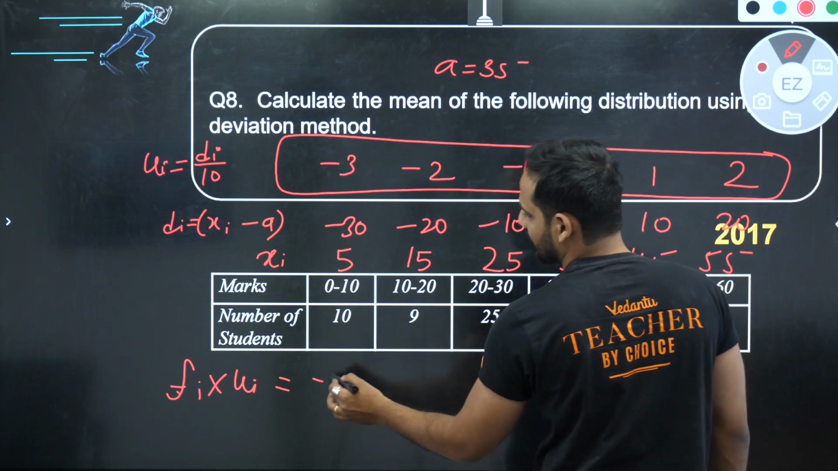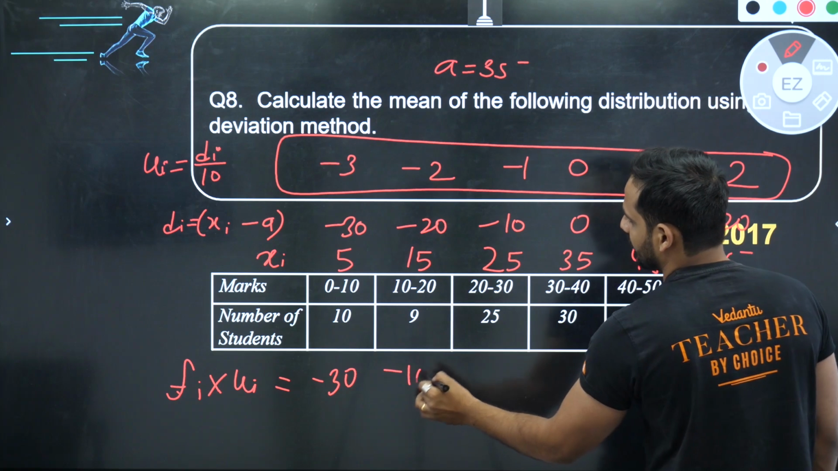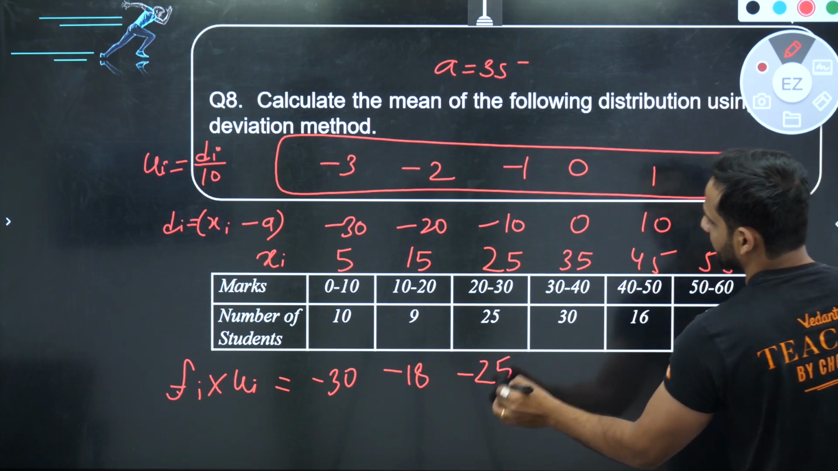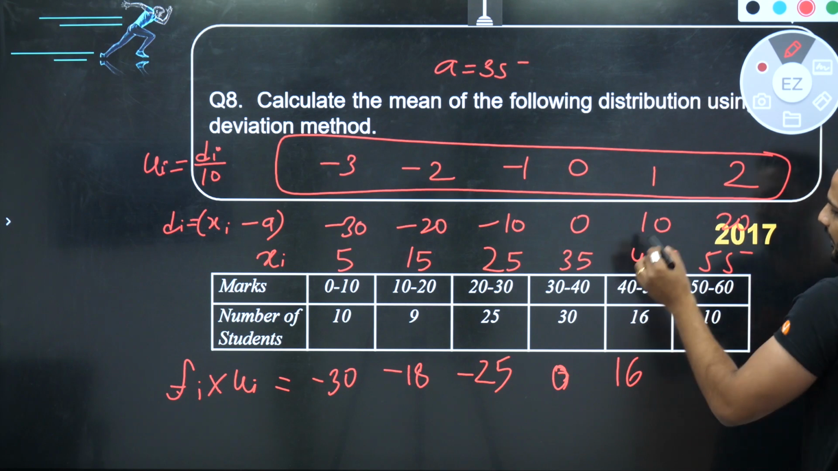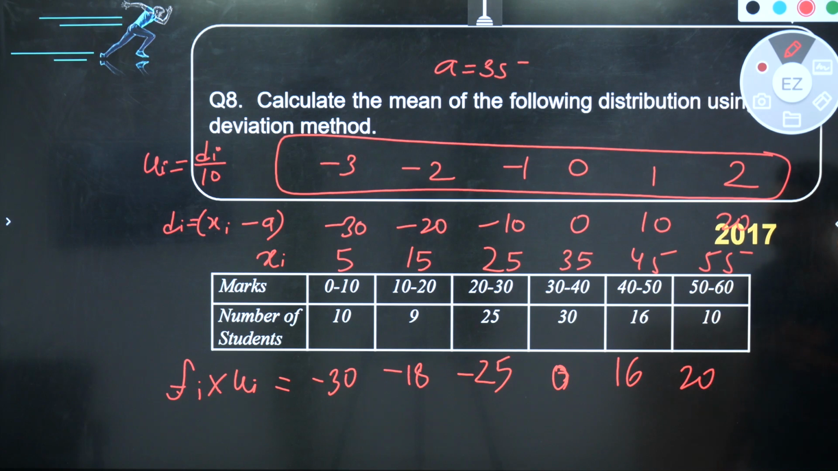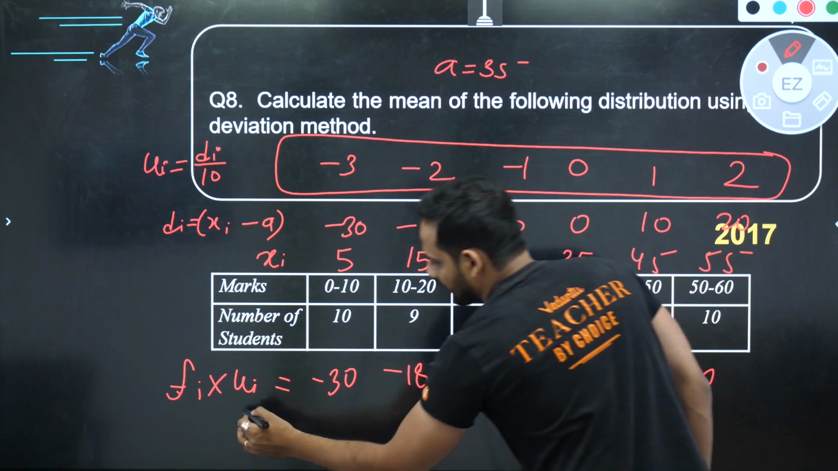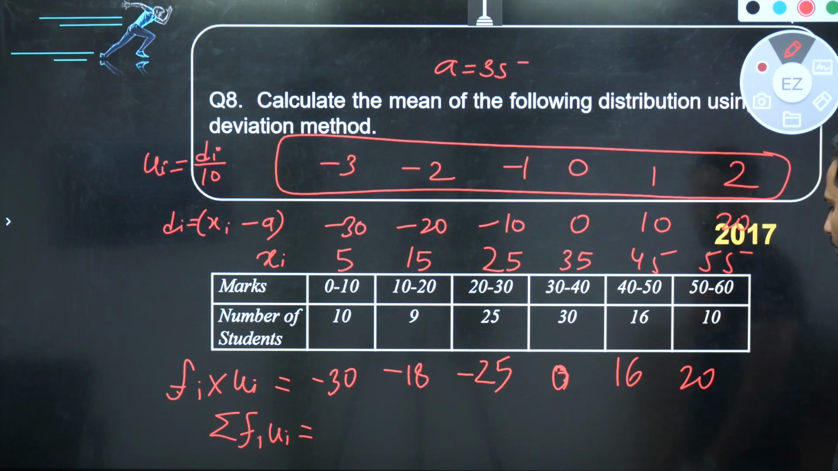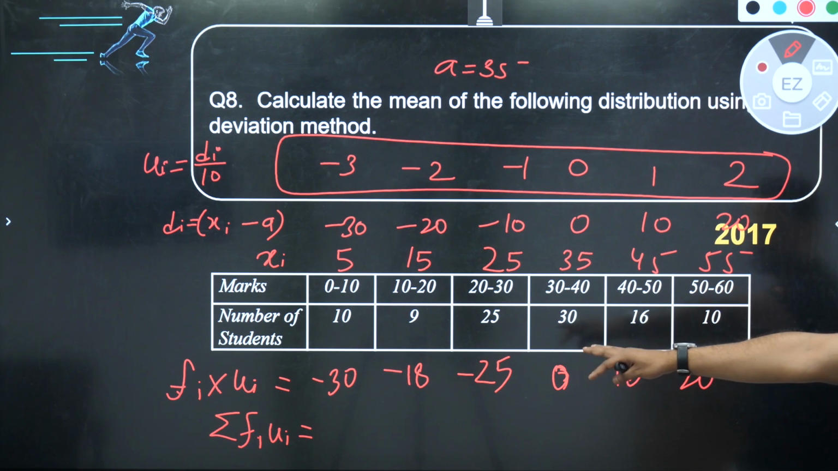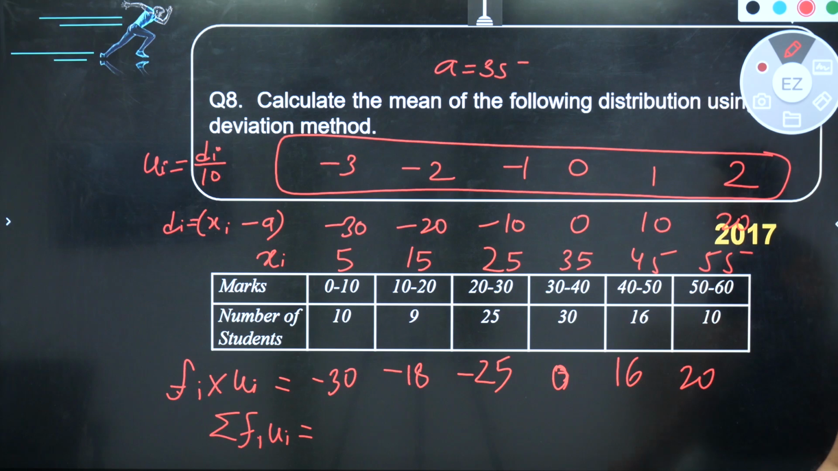So minus 3 into 10 is minus 30. Minus 2 into 9 is minus 18, minus 1 into 25 is minus 25, 0 into 30 is 0, 1 into 16 is 16, and 2 into 10 is 20. So add all these values. So summation of fiui is going to be equal to what? 16 plus 20 will be 36, and minus 30 gets cancelled, plus 6, so minus 12, minus 25, so minus 37.